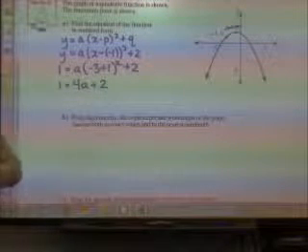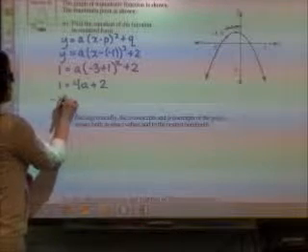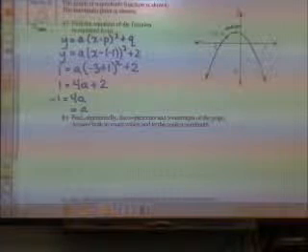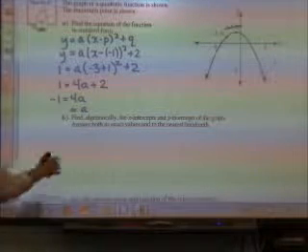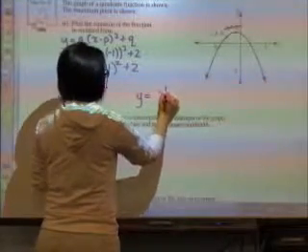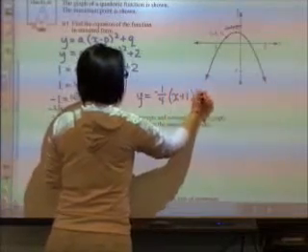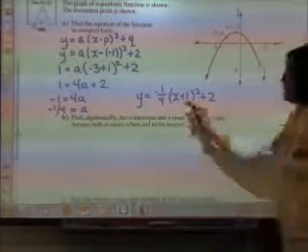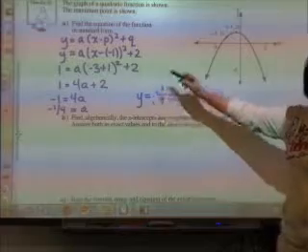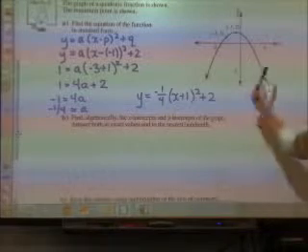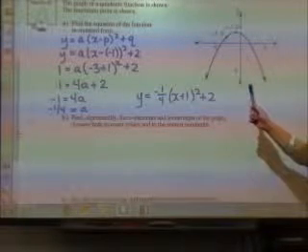I want to get a by itself, so what would be my next step? And I would get -1 equals 4 times a, and what would a equal? -1/4. So then my equation would be y equals -1/4 times (x plus 1) squared plus 2. That negative in front of the 1/4 tells me that my graph opens down. So even before I finish the a value, I should have known that a is going to have to be a negative.